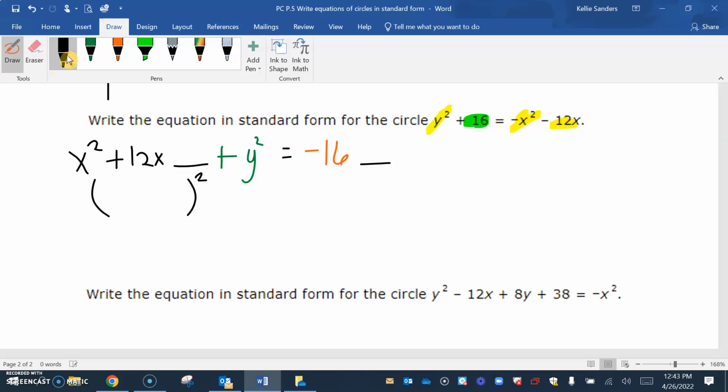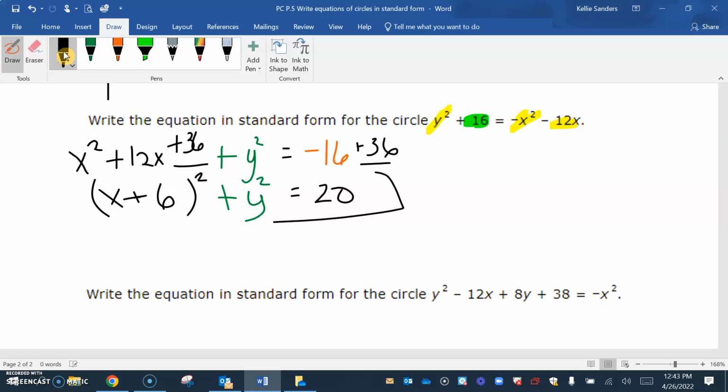And this is when we are going to complete the square. So that's when we do the x, and we take half of 12 and put it down here and get 6, and then we square the 6 and get 36. If I put it on one line, then we're going to put it on the other line. And 36 minus 16 is 20, and that is the equation in standard form.